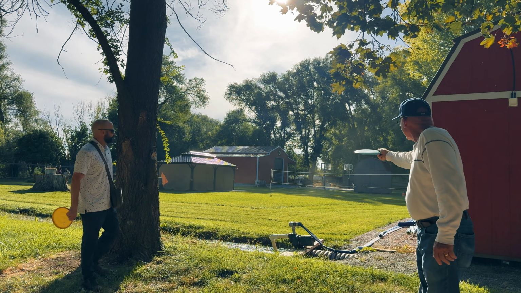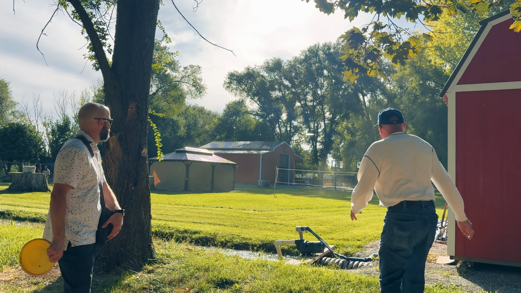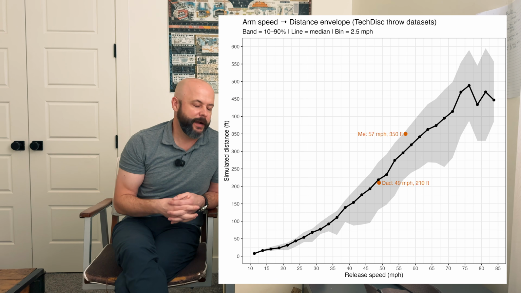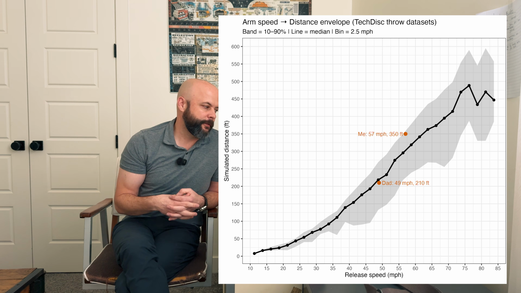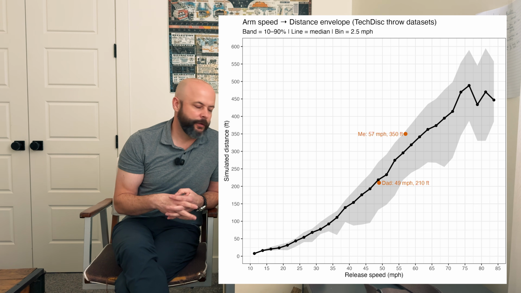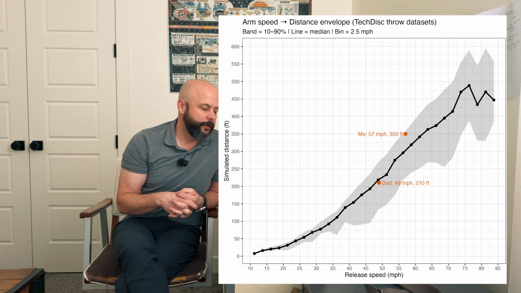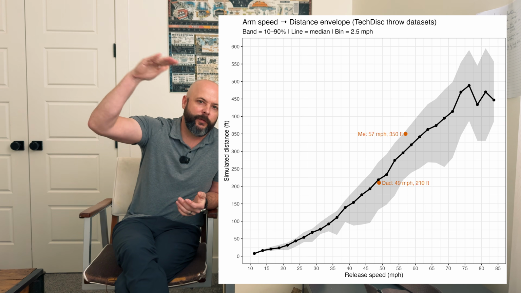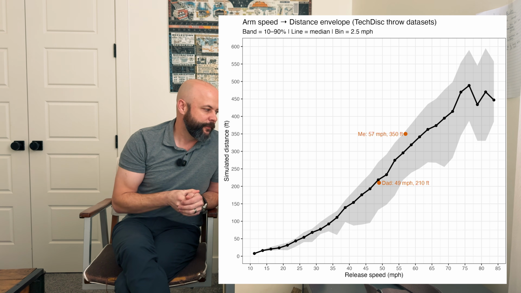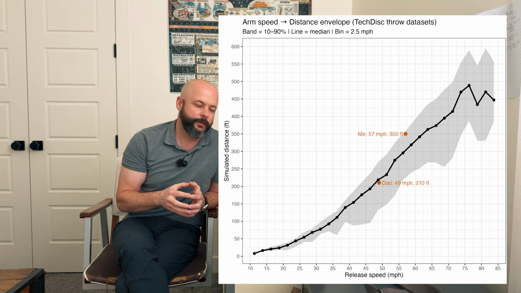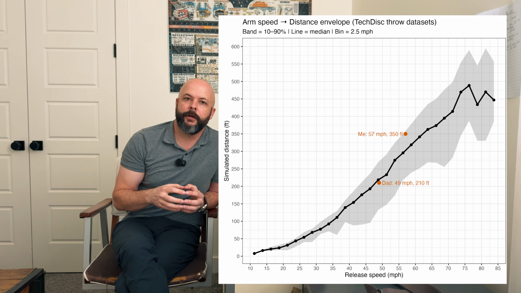That's on flat ground. My dad throws around 210 feet. So last time I measured our arm speeds, mine was around 57 and his was around 49. So if you look at my data point there above the black line at about 57 miles per hour, you can see that I'm nearing the top of the envelope of what's possible at that arm speed. For my dad, he's very close to right at the median value for his arm speed, around 210 feet if you throw around 49 miles per hour.